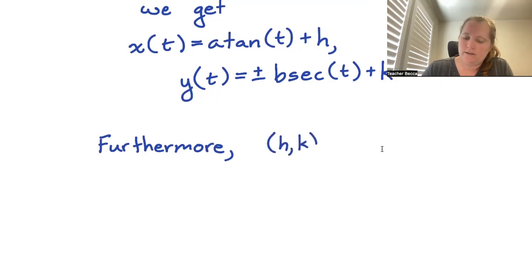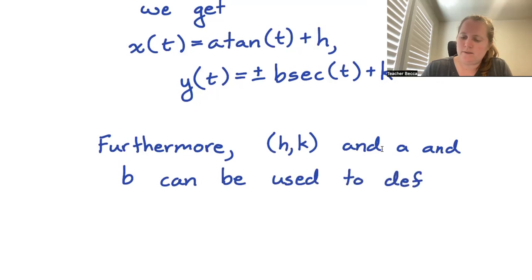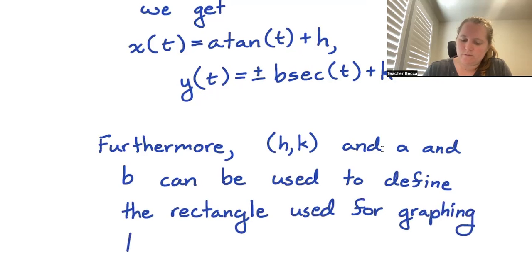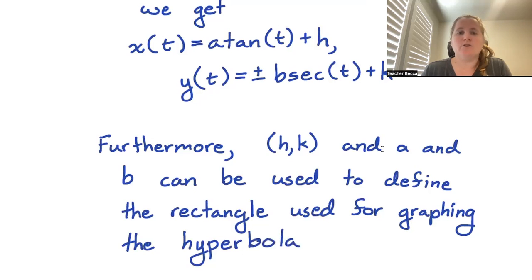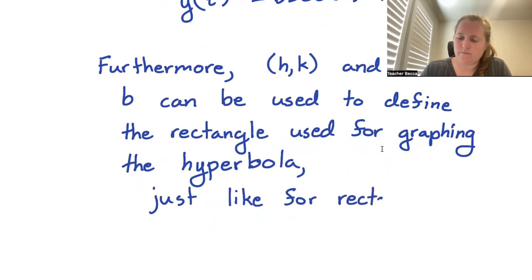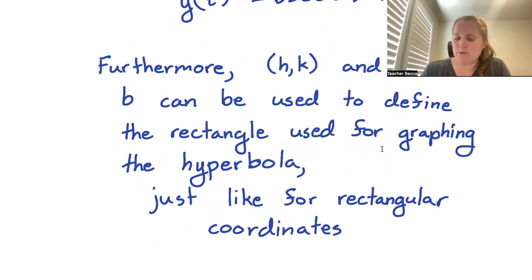Furthermore, the center (h, k) and a and b can be used to define the rectangle used for graphing the hyperbola, just like in the rectangular coordinates. These are essentially the same a's and b's we saw before.